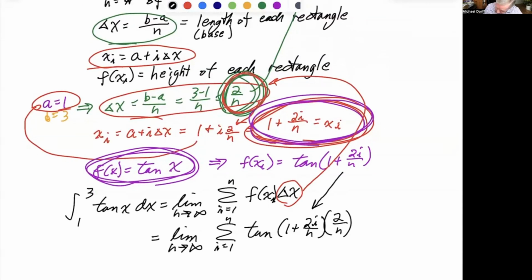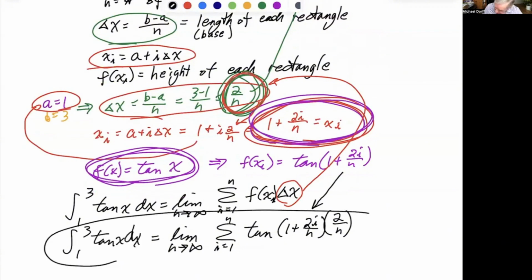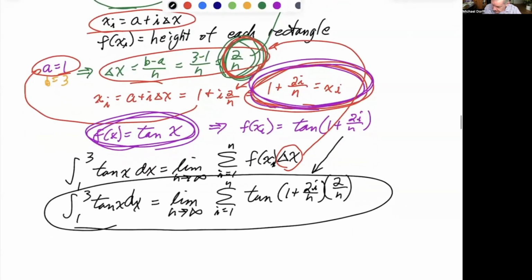And so that is our answer, that the integral from 1 to 3 of tan x dx equals that part right there: the limit as n goes to infinity of the summation i equals 1 to n of tangent of 1 plus 2i over n, all times 2 over n.